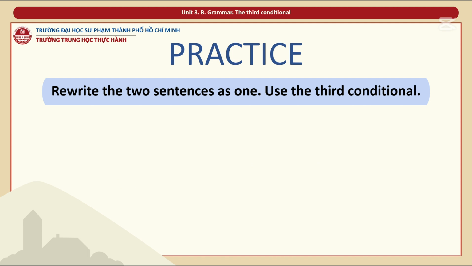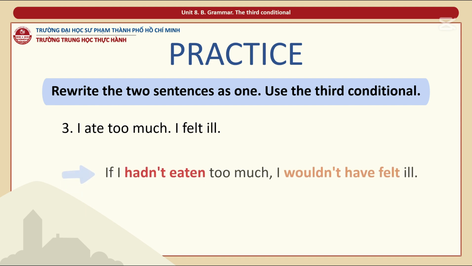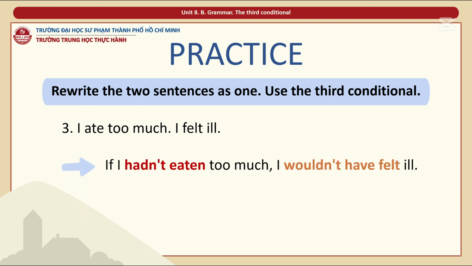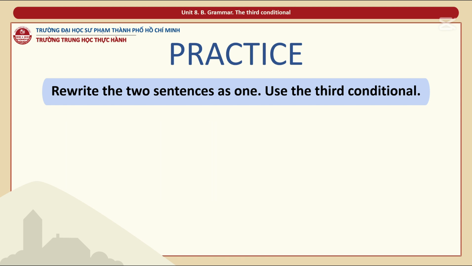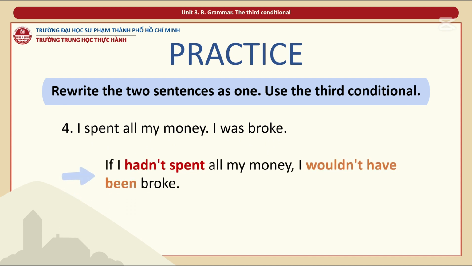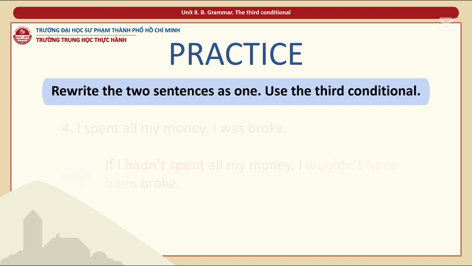Now moving on, number 3. I ate too much and I felt ill. That's it. If I hadn't eaten too much, I wouldn't have felt ill. And number 4. I spent all my money. I was broke. Amazing. If I hadn't spent all my money, I wouldn't have been broke.